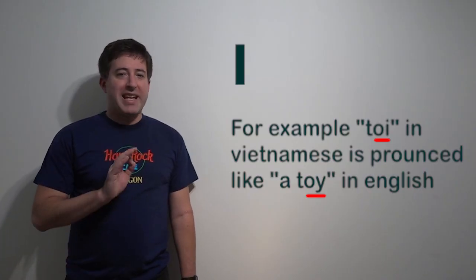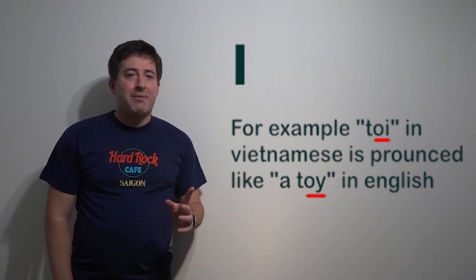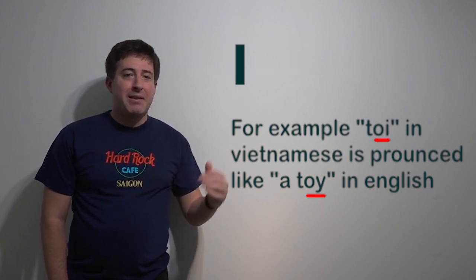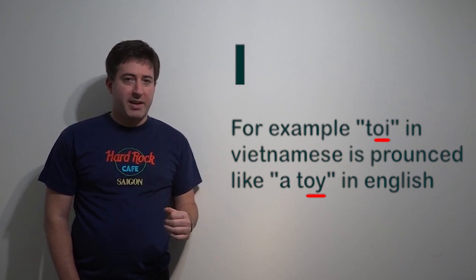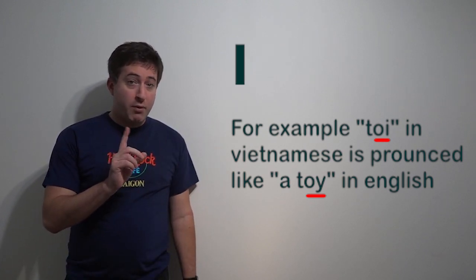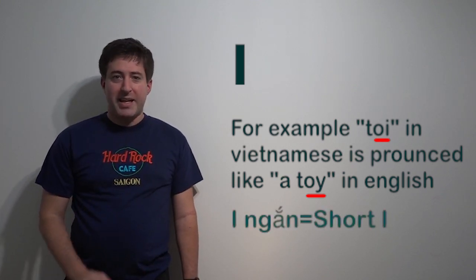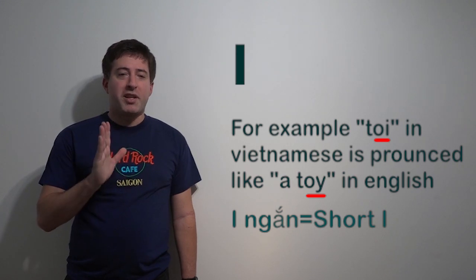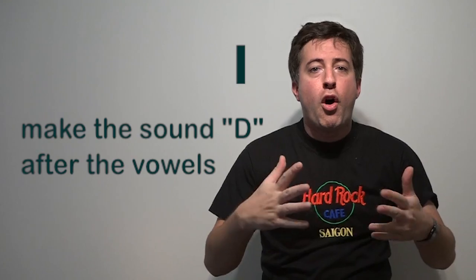Next letter is called i and it's pronounced like E. But if you put it with an A, it will make the sound ai. If you put it with an O, it will make the sound oi. You got it? Y means a short I. It makes the sound I after A, O or U.